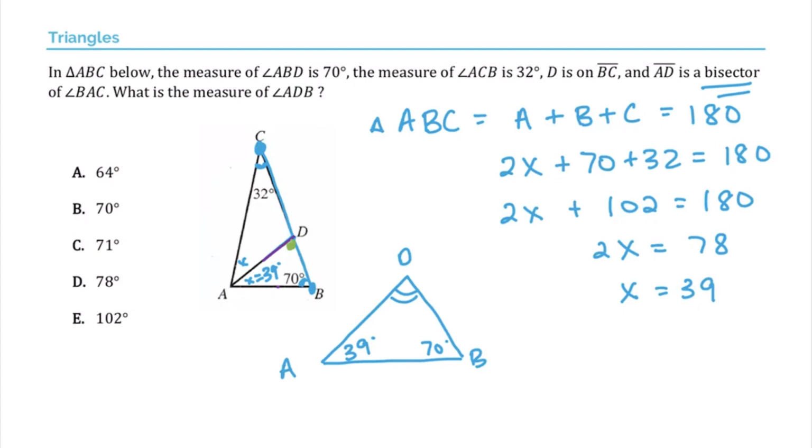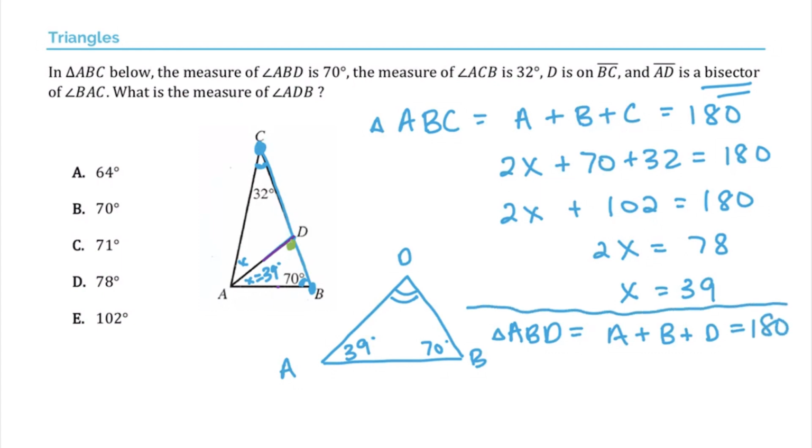That's the one that's missing, which is that angle D. So for triangle ABD, we know the same thing, right? That A plus B plus D equals 180. Let me draw a little line here to separate our prior work. A, we just figured out, was 39. B is 70. D is what we're trying to solve.